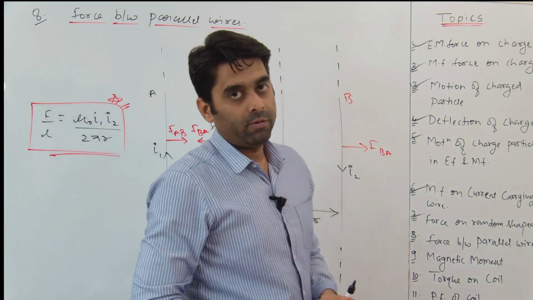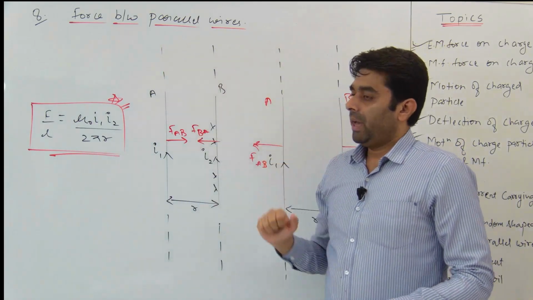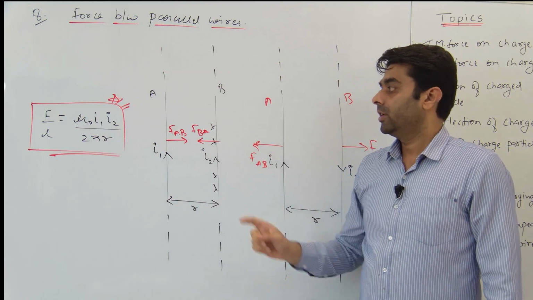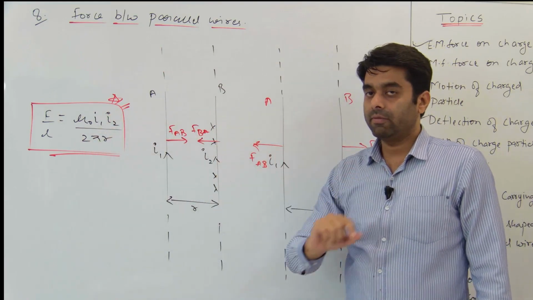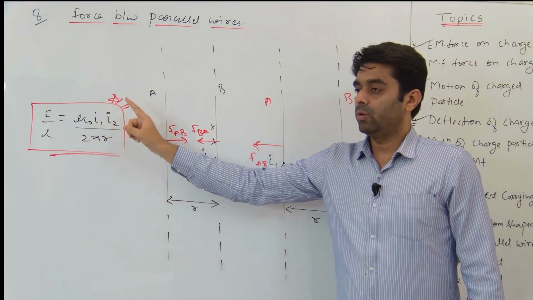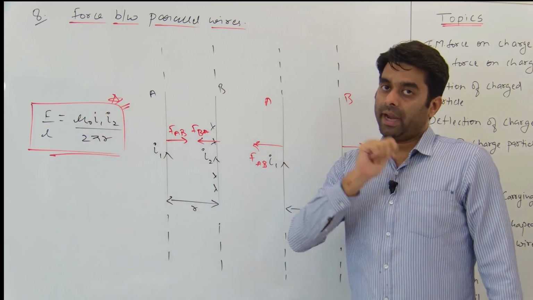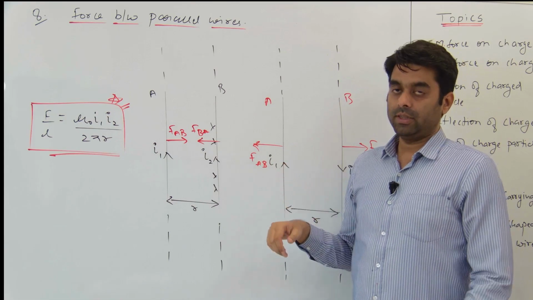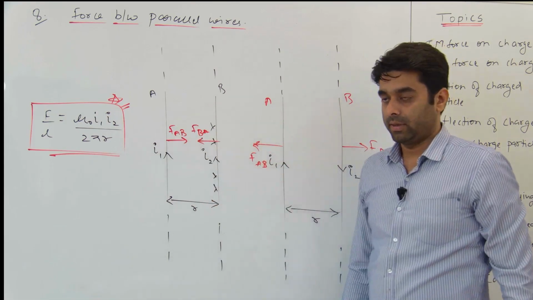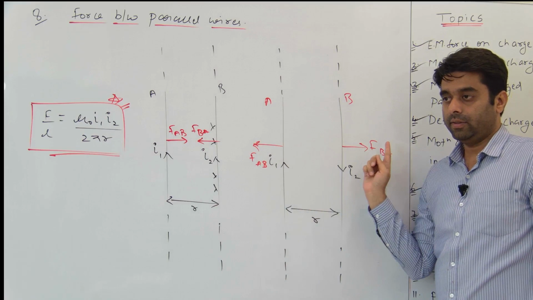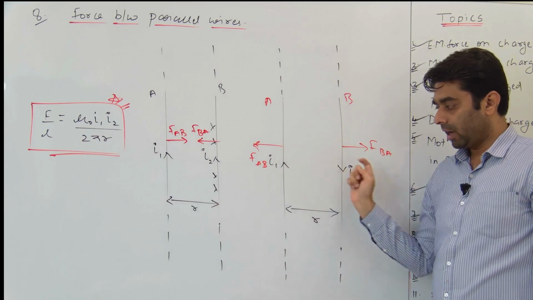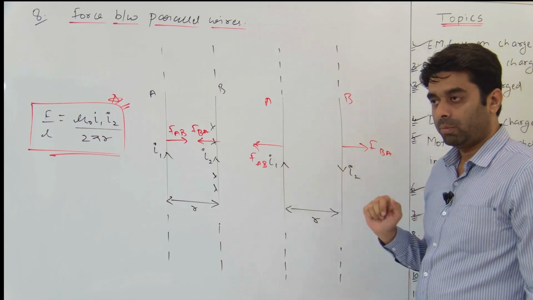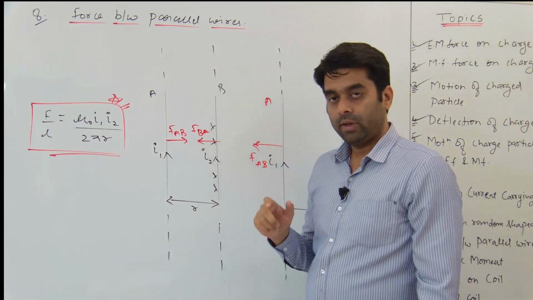So finally, if I have to summarize it, force between parallel wires: if two parallel current carrying wires are there, the force per unit length between them will be mu naught I1 I2 by 2 pi r. This is the magnitude of force. What about direction? If the current is flowing in the same direction, the wires will be attracting each other. If the current is flowing in opposite direction, then the wires will be repelling each other. That means force will be opposite, right? Okay then, so this is it. Let's move to the next topic.